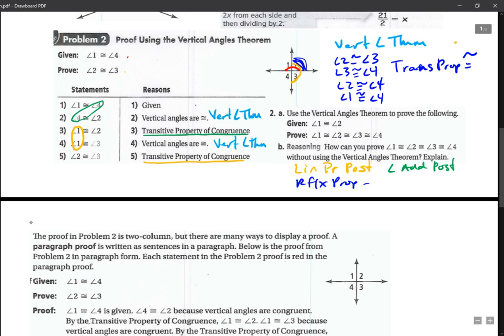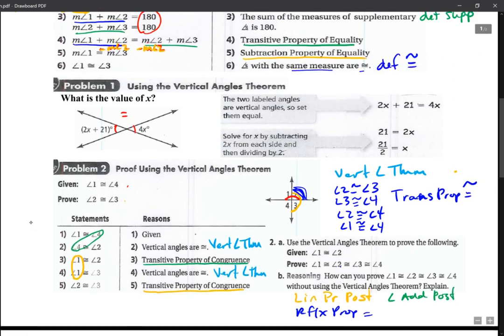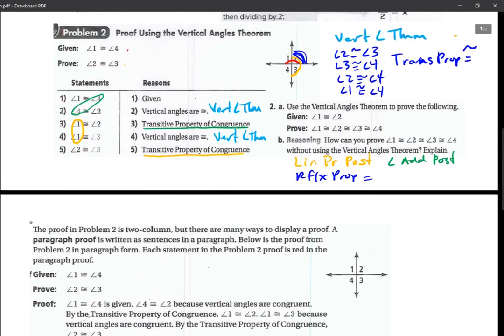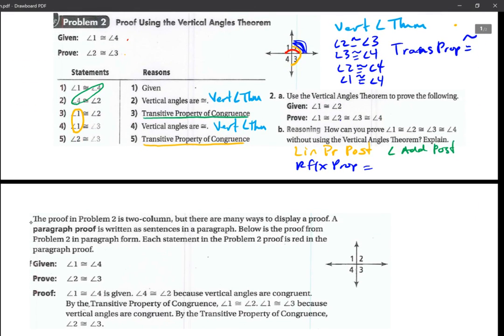But we just did this problem, didn't we? Right? We just did this problem. That was the proof of the vertical angles theorem. We used angle addition and linear pairs to prove that those were congruent. So we would just prove that vertical angles are congruent to prove that the rest of them are congruent. Using the vertical angles theorem makes it a whole lot easier.